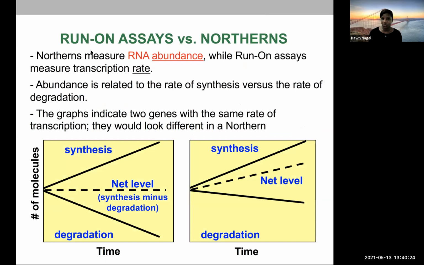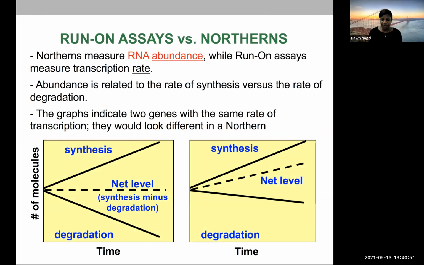So what is the difference between the run-on versus the northern blot when you're studying for this, right? Northern is measuring RNA abundance, right? That's the net level, the steady state level that is remaining after it's been transcribed, after some of it has been synthesized, degraded, sorry. Run-on will measure transcription rate or initiation, yeah?